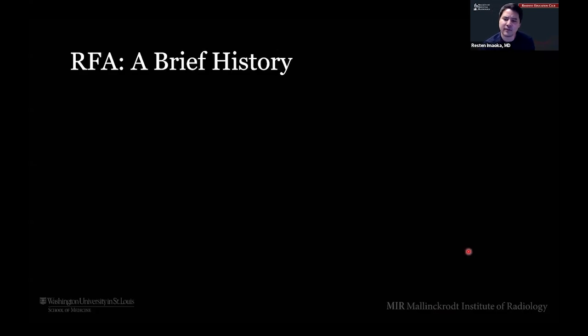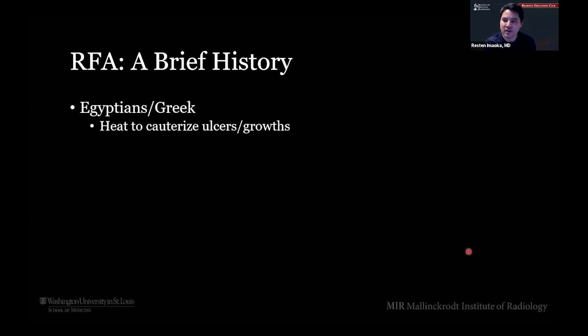Okay, so I always think it's kind of interesting to just have a little bit of history of how we got to where we are today. So, I feel like it always starts with the ancient Egyptians, right? They're always who we think of. It seems like they're always there when we're talking about innovation and leaps and bounds or the roots of many things, not just in medicine. But the Egyptians and Greeks here were the first to really describe heat to use to cauterize ulcers or growths.